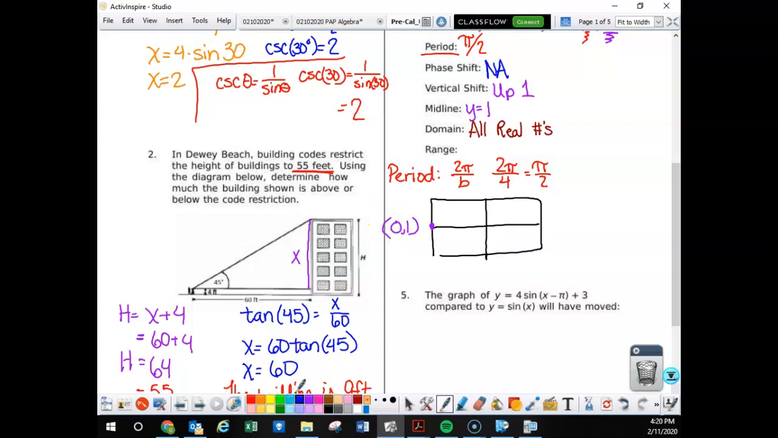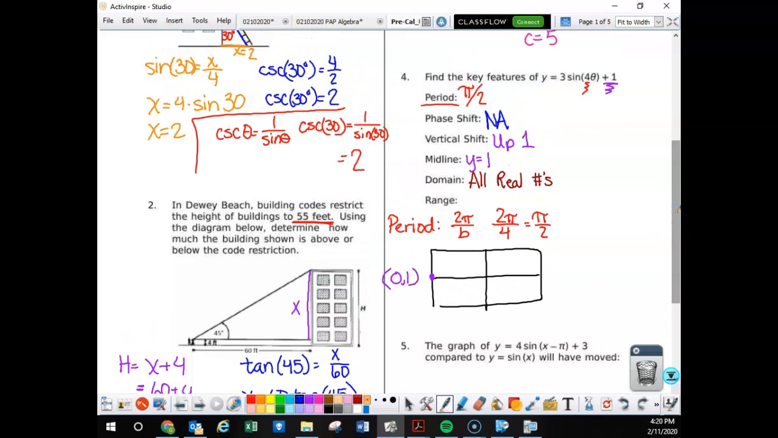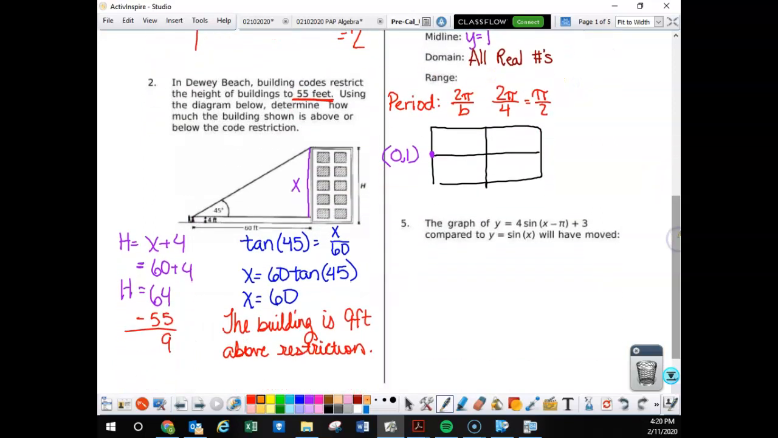And the amplitude is what tells me how much I go up and how much I go down, right? So here the amplitude is 3. So this is 3 up, and this is 3 down. So 3 up from 1, so 3 plus 1 is going to be 4. So this point up here is 0, 4. And this point down here is 0, negative 2.